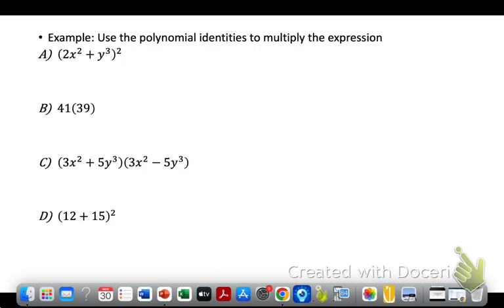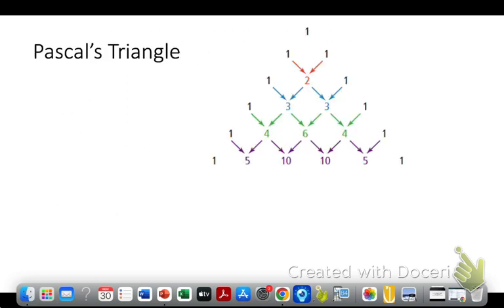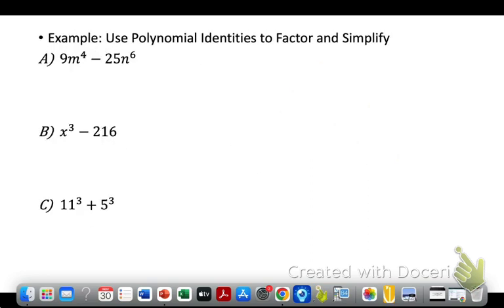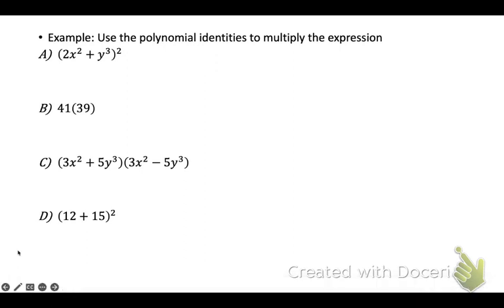So now these we have examples. And Pascal's triangle is tomorrow, right? So I have his examples for you. Okay. So use your identities to make this easier for you. So I have 2x squared plus y cubed, squared. Okay, so what is my rule? What does your rule tell you to do on this?